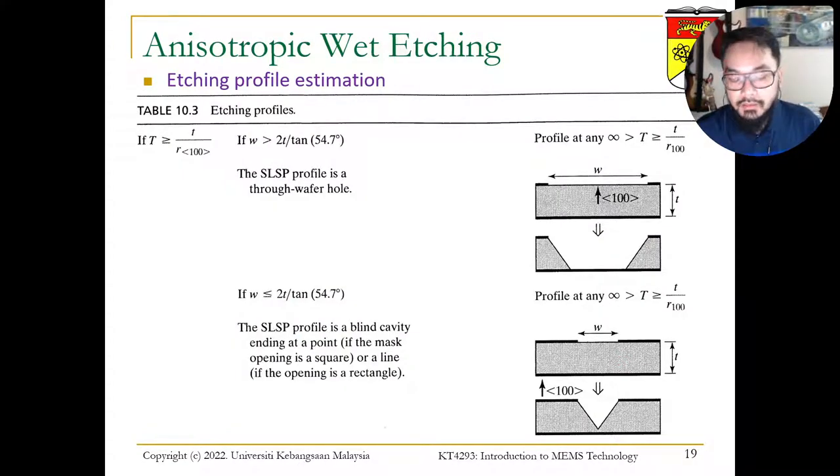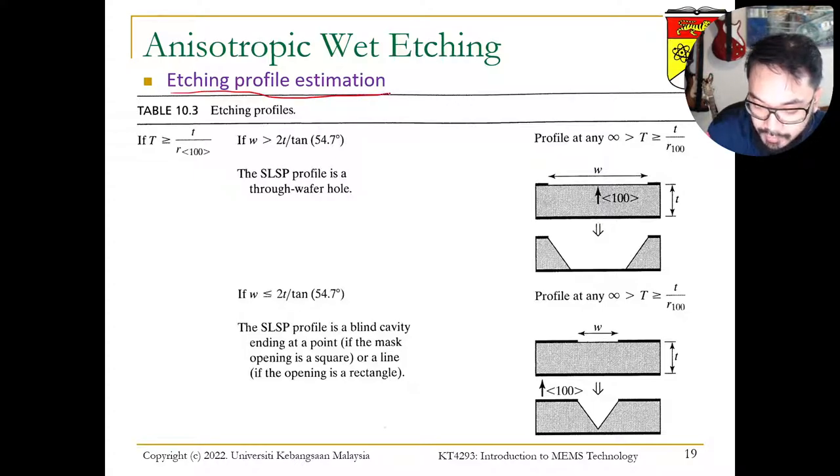Now let's look at the quantitative analysis that we need to do, right? So how do we know? When we do our etching, we need to anticipate what the resulting etching profile will be. So this is the etching profile estimation procedure, where you need to do some sort of calculation, right?